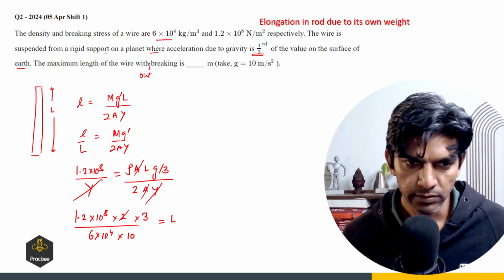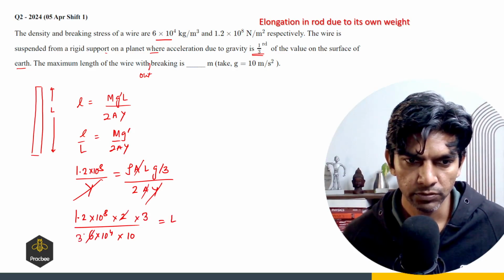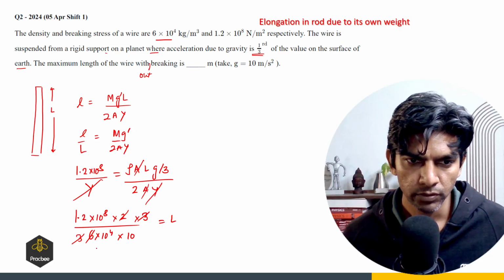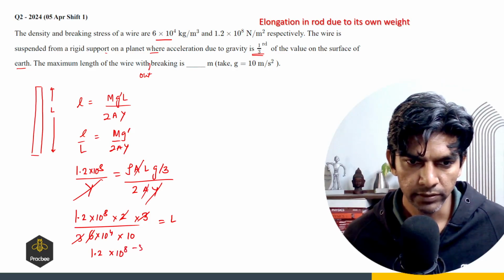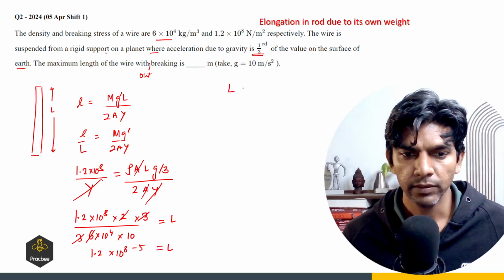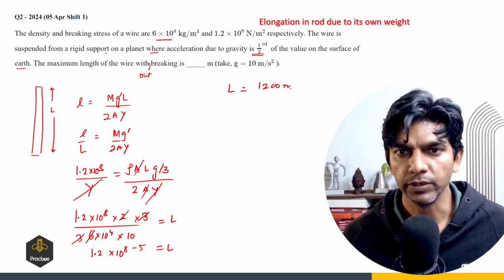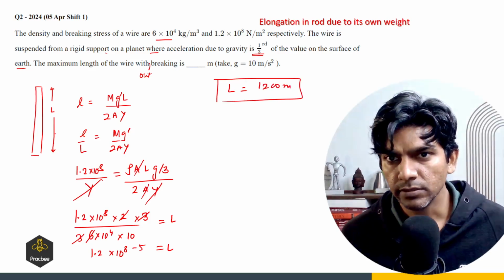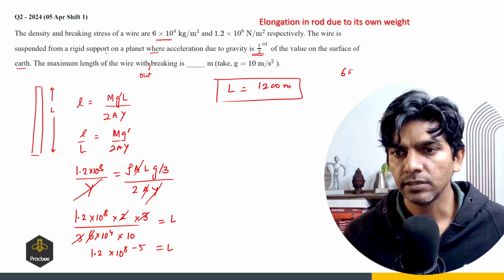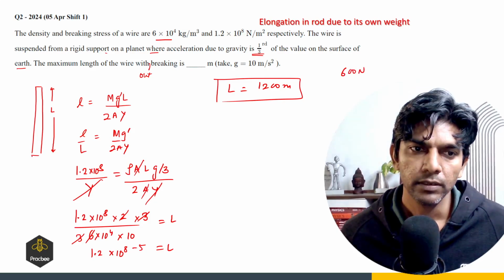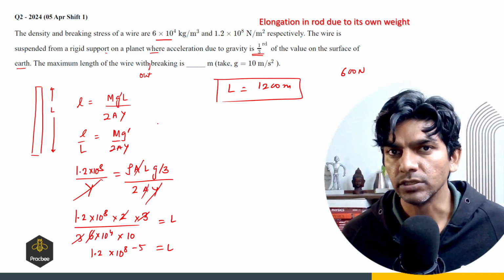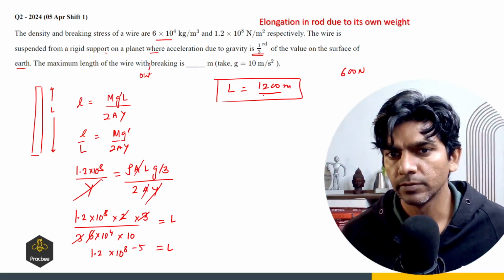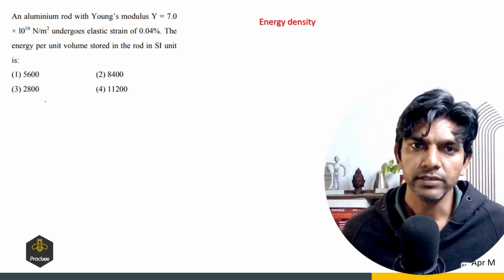So let us simplify this. It comes out to be 3, this will cancel out. So it comes out to be 1.2 into 10 raised to 8 minus 5. So L will be 1200 meter. So this should be the answer, but NTA has given the answer as 600 because they have considered mg instead of mg by 2, right? Which is incorrect. It should be 1200. Right, so let us see the next question.